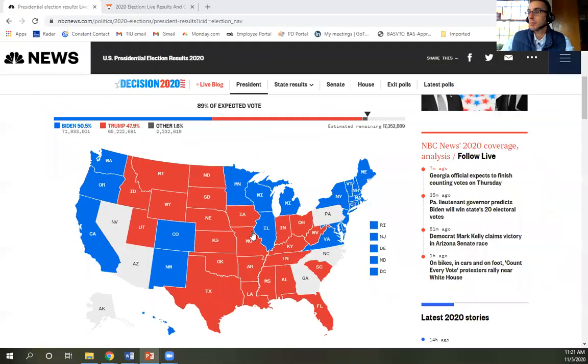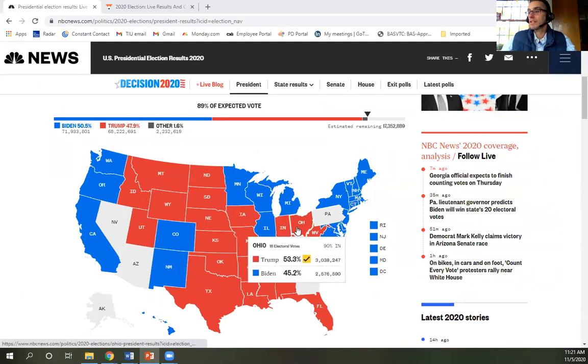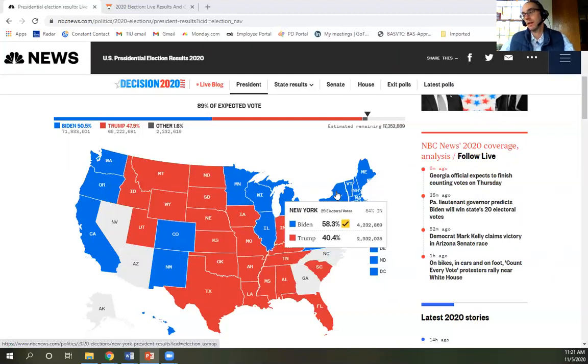So now let me get back. There we go. Okay. They have said that Ohio is going to Trump. Well, Ohio gets 18 electoral votes. New York, largely because of New York City, is very Democratic leaning. And so Joe Biden got 29 electoral votes from New York.